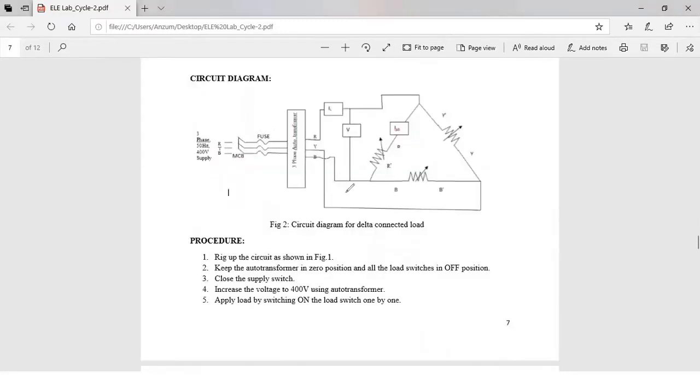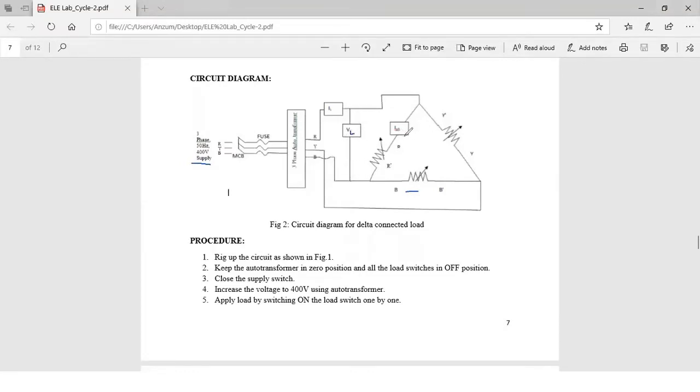As shown in the circuit diagram, we are supplying the three-phase 50 Hz 400 volt supply with the help of an auto transformer, and then the output of the auto transformer will be connected to the load. Similarly, we are going to connect the ammeter to measure the line current in series with the circuit. The voltmeter will be connected between any two lines to measure the line voltage.